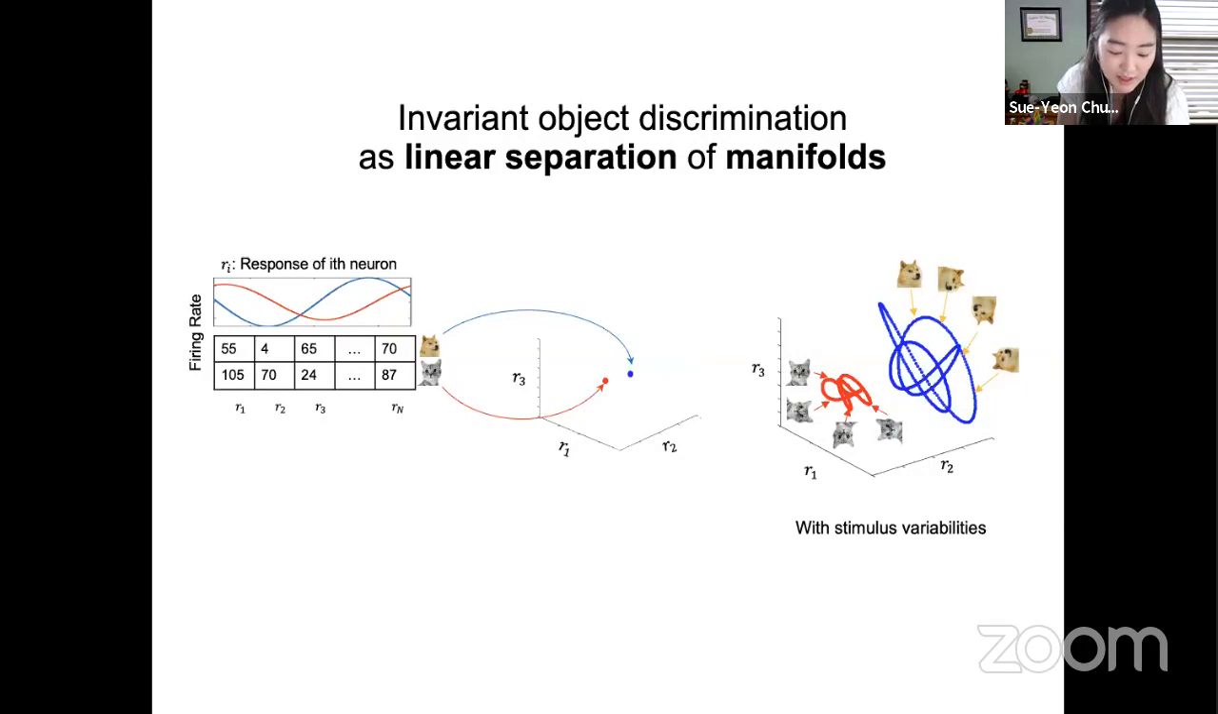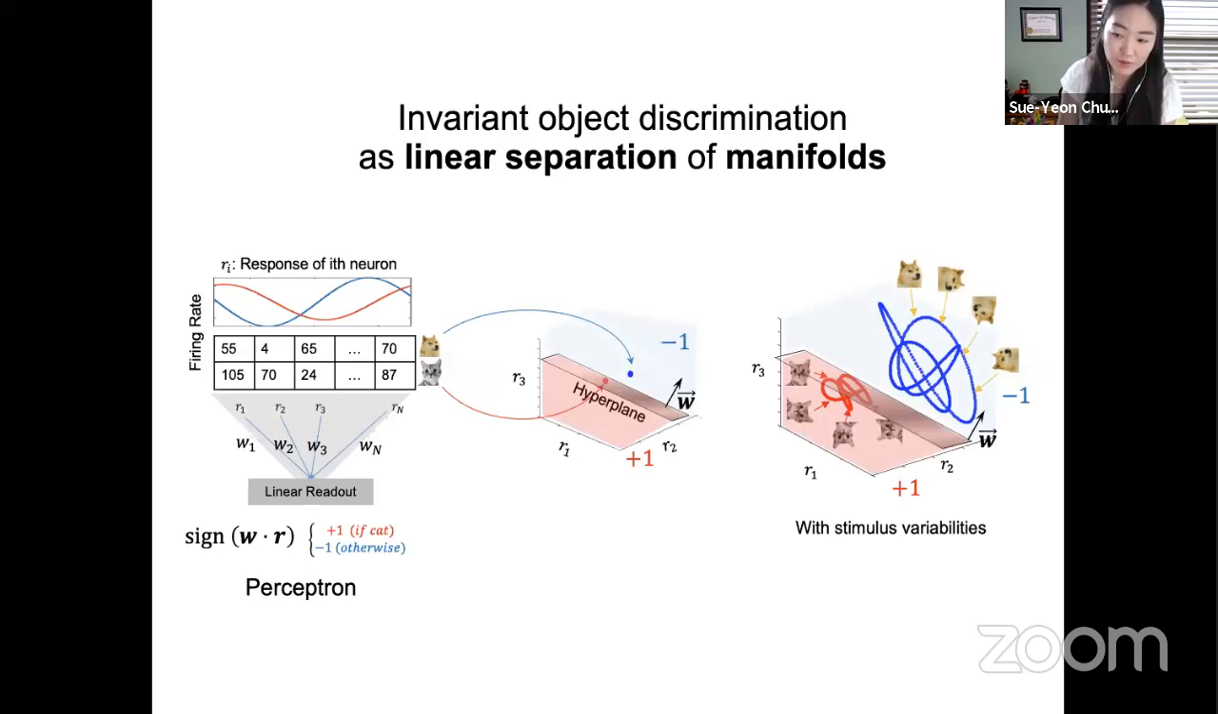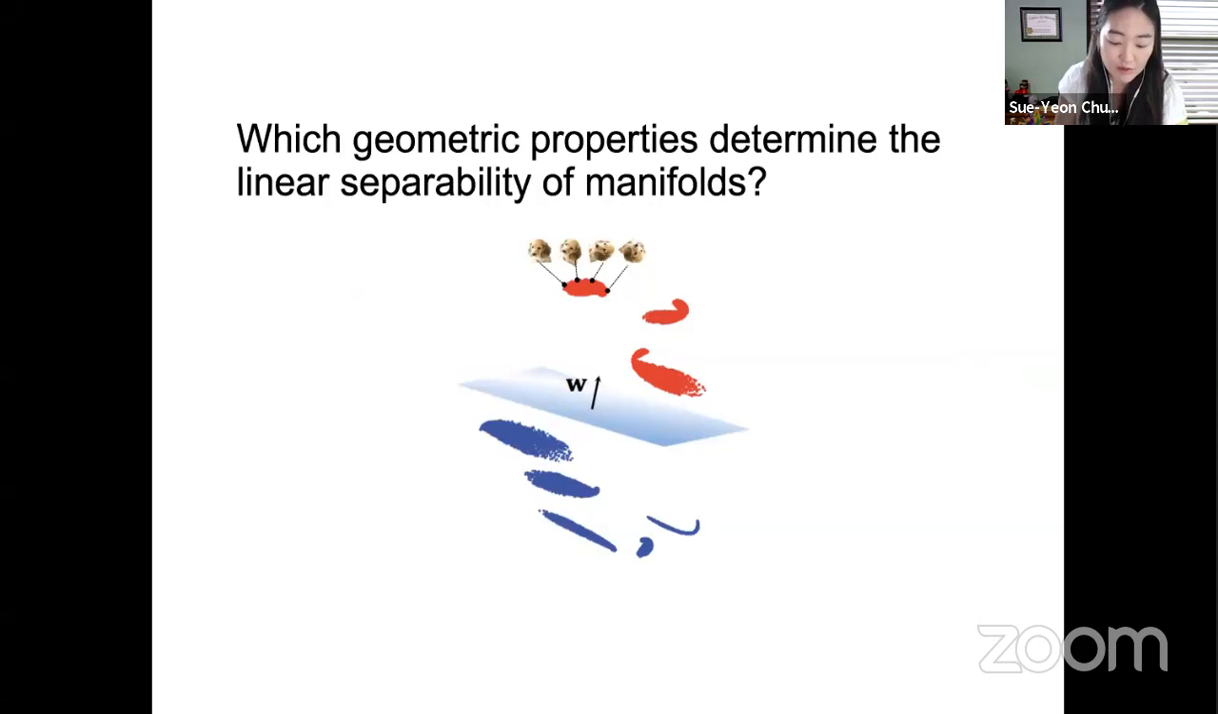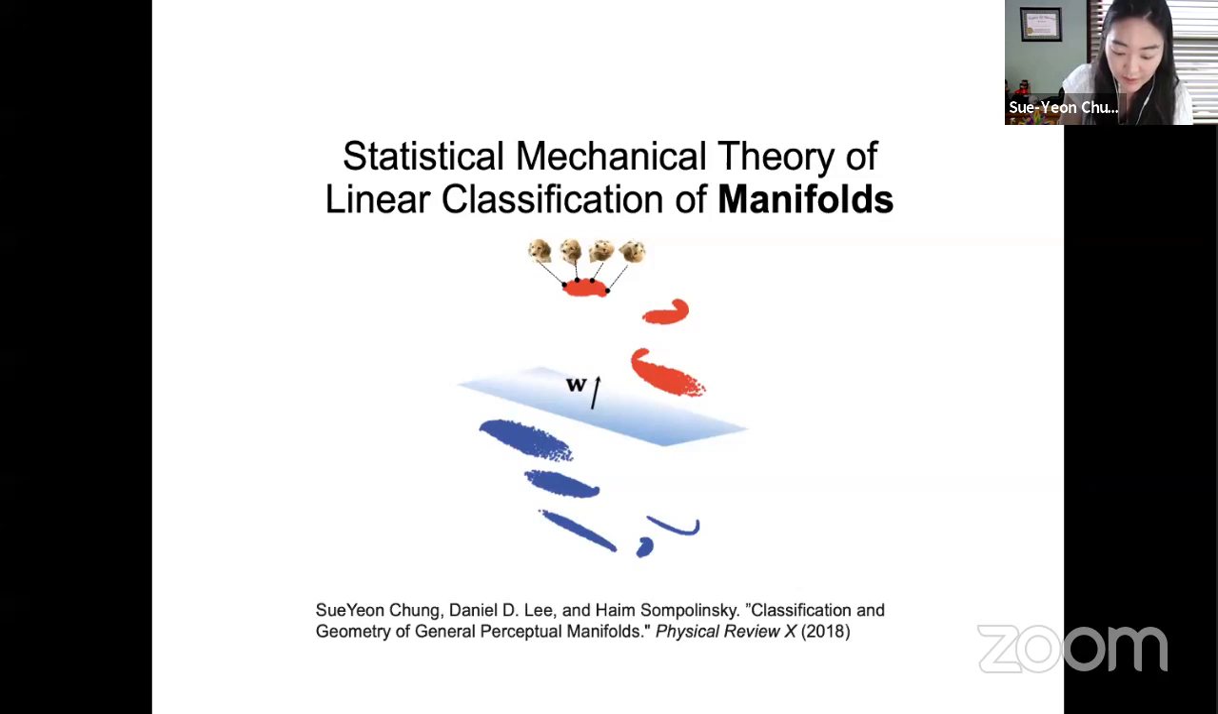In this perspective, object recognition with stimulus variabilities amounts to positioning a decision hyperplane between two different object manifolds, which is determined by a direction vector W, normal to the hyperplane, that is equivalent to the linear readout weight on the activity. Now, this leads to the question of how we can quantify and formalize the linear separability of object manifolds and their geometry. So to answer this, we developed a theory of manifold capacity, which is a generalization of perceptron capacity, which is originally for discrete points, but now for object manifolds, as a theoretical tool to assess the manifold representations in deep networks. And this is work done with Haim Sompolinsky and Dan Lee.